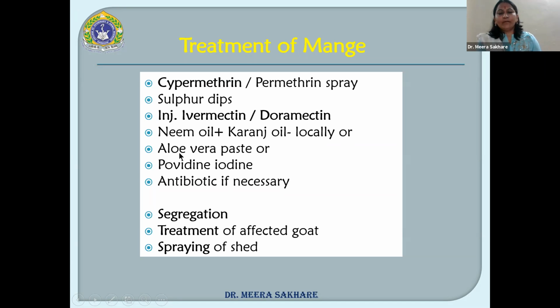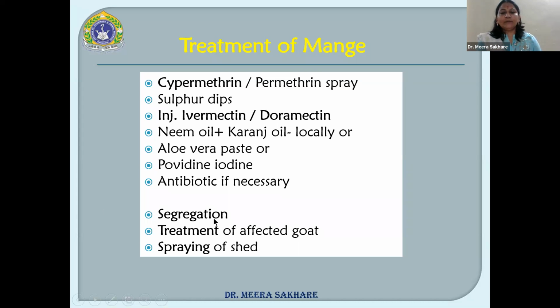Or simply whatever available material there is. Aloe vera paste: you just have to clean one aloe vera plant part and make a paste, and that paste will also act as an anti-inflammatory and have acaricidal action. Or simply povidone iodine 1 to 2% can be given. And in case of secondary bacterial infection, as in sarcoptic or demodectic mange, we can go for broad spectrum antibiotics like enrofloxacin, ciprofloxacin or tetracycline for a period of 3 to 5 months.